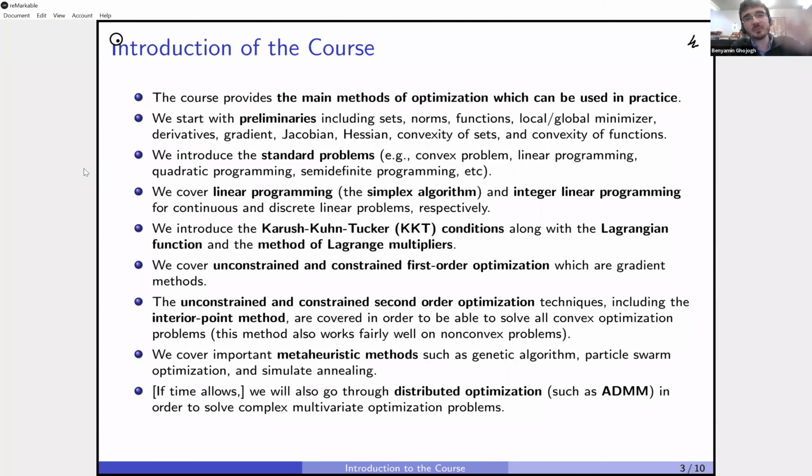What do we start with? We start with preliminaries and background. Before that, we have an overall introduction to optimization. We ask: what is optimization? What do we want to do? Why do we need optimization? And all of these things. Thereafter, we go to sets, norms, functions, local and global minimizers, derivatives. If you don't know these, don't worry, don't panic at all. We'll cover these. We will cover gradient, Jacobian, Hessian, convexity of sets, and convexity of functions.